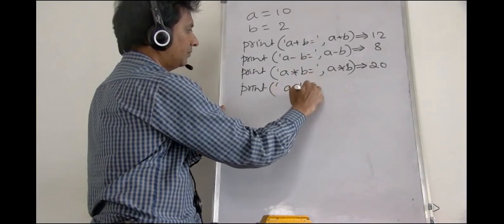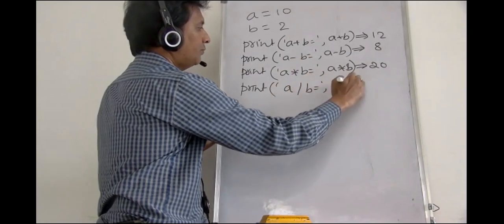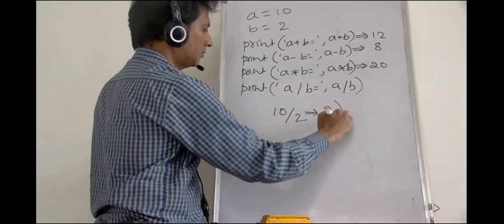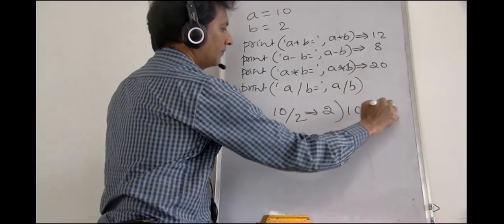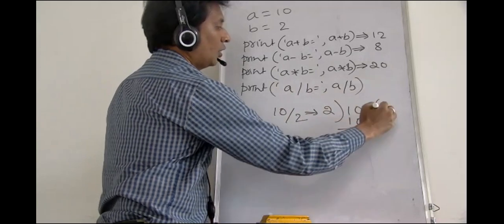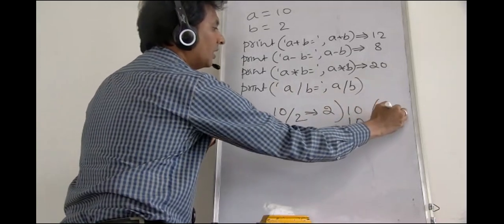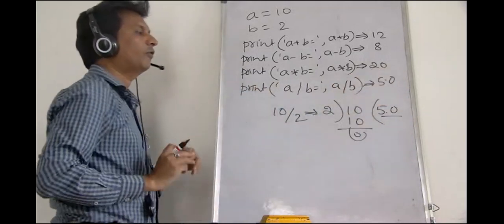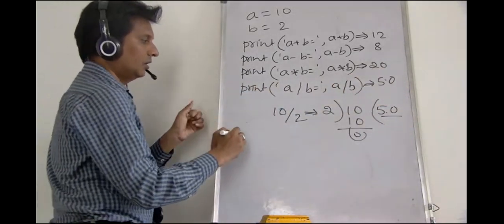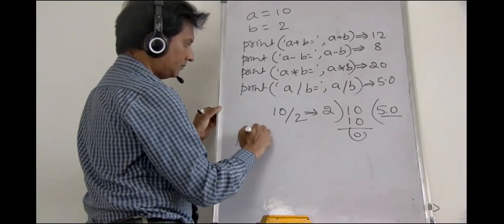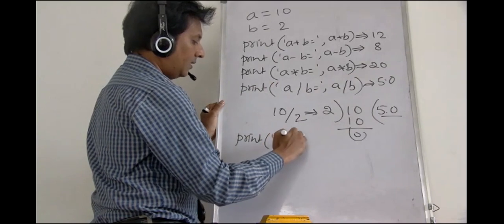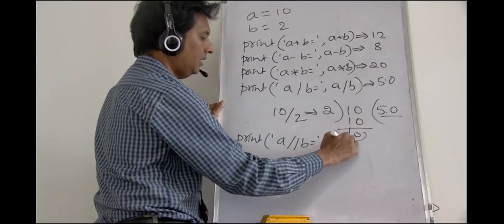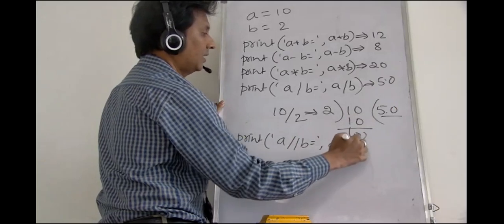A slash b means 10 slash 2. What is the meaning of this? 2 fives are 10. So here by default it will give 5.0. We will get a float result. Next, print a double slash b. I don't want to take this float value here. Then I have to write the floor division operator. Then I will get only 5.